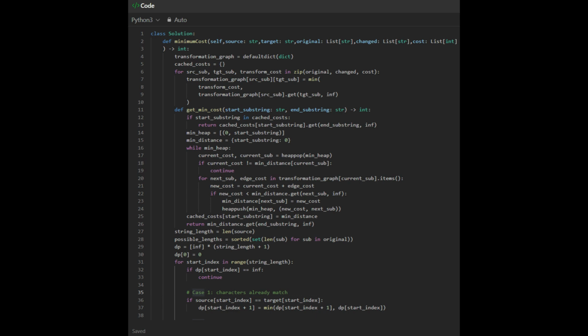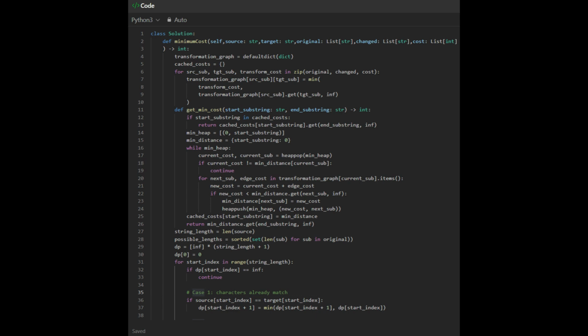You are given two strings, a source string and a target string, both of the same length. You are also given a list of allowed substring transformations, where each transformation converts one substring into another at a certain cost. The challenge is, you can apply transformations on disjoint substrings, or apply multiple transformations on the exact same substring. And your goal is to convert the source string into the target string with minimum total cost. If it's not possible, you return -1.